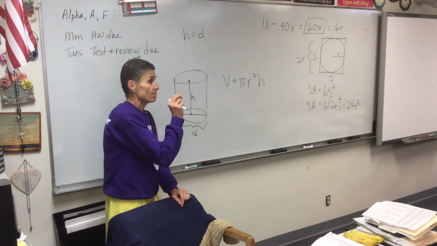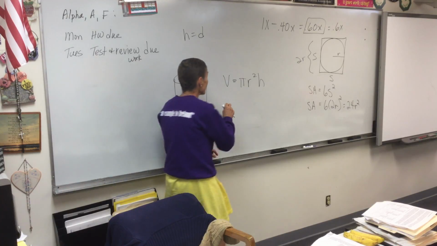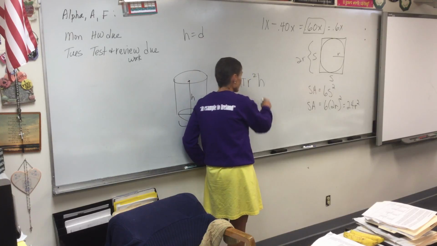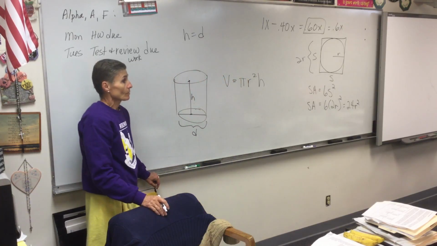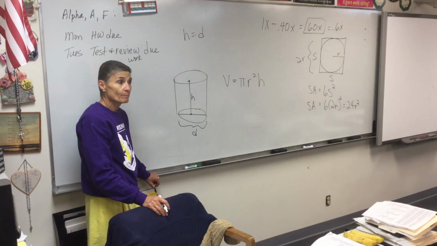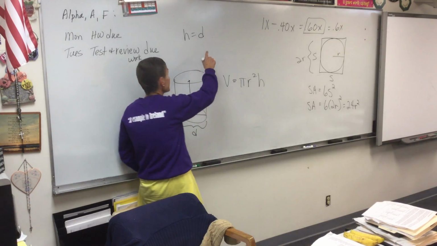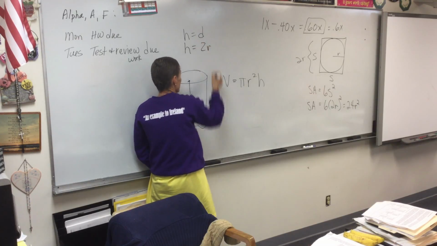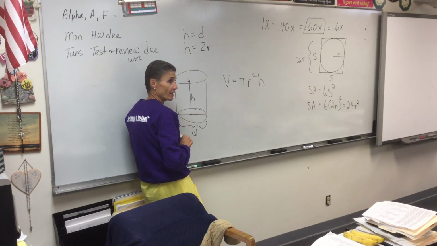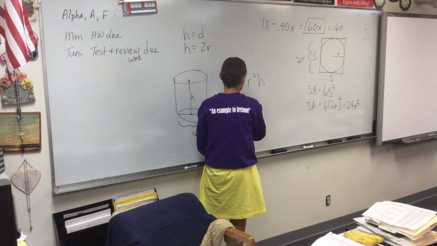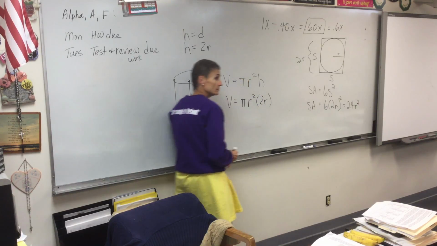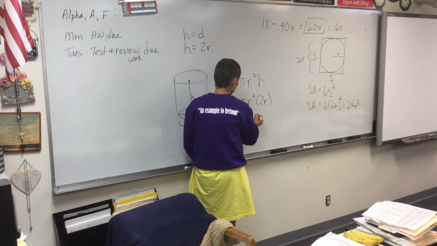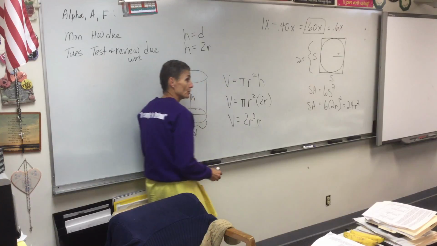We're writing this as a function of radius. That means in terms of r only. So you gotta get rid of the h. Well, how are you gonna get rid of the h? Well, h equals d. And what do we know about d? What's diameter? 2r. So we'll just take out that h right there and plug in 2r. So our new formula is 2r cubed pi, or 2 pi r cubed.